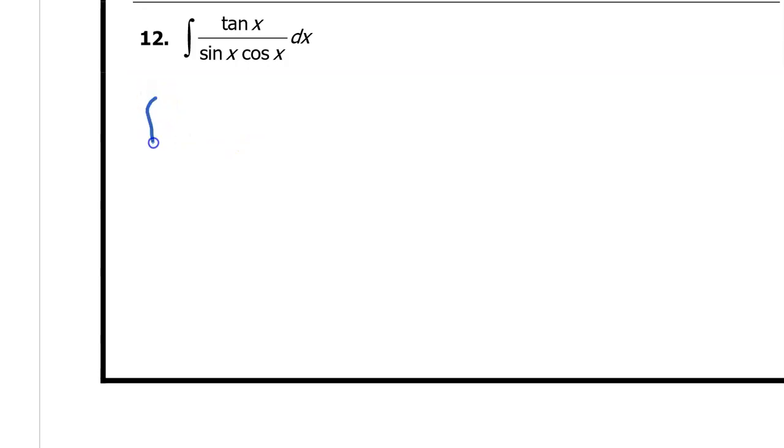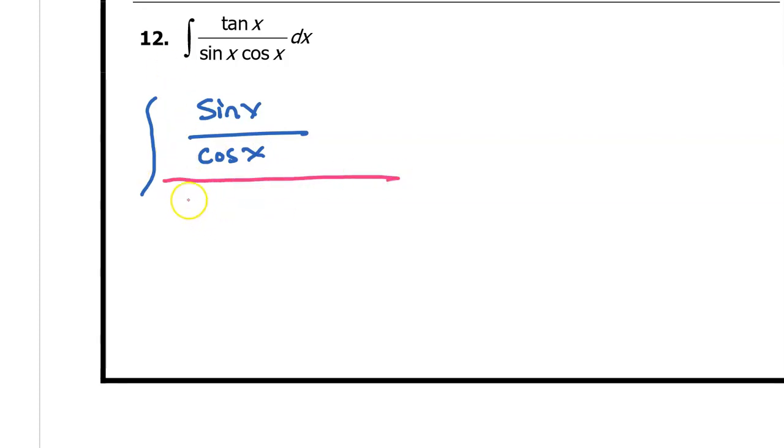This does not look very friendly. Let's simplify by writing everything in terms of sine and cosine, and then we'll see what happens. So tangent in the numerator there is sine x over cosine x. And then in the denominator, I have sine x cosine x.